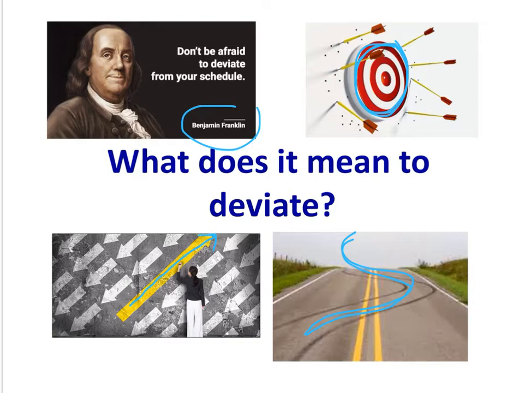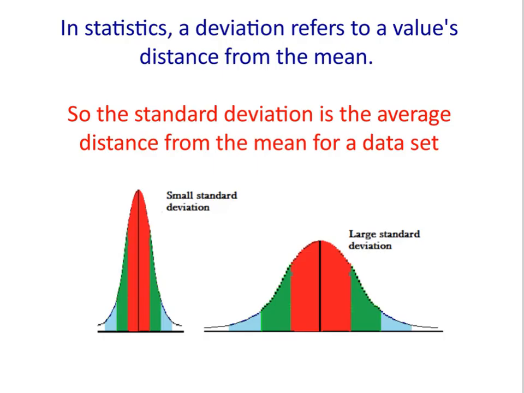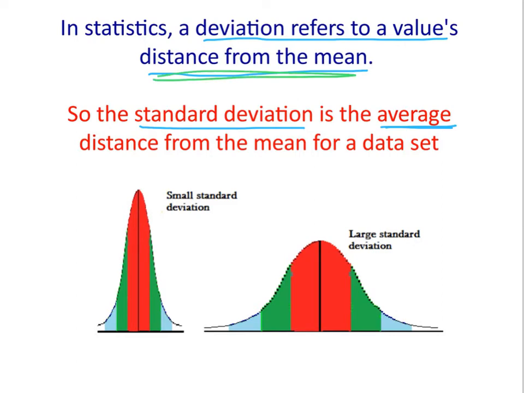Well, for our class and for statistics, to deviate means your distance from the mean. So in statistics, the deviation refers to a value's distance from the mean. So the standard deviation is the average distance from the mean for a data set. Deviate means to go away from the mean, or your distance from the mean. The standard deviation, think standard like the typical, the usual, the average, the standard. The standard deviation is the average distance from that mean.